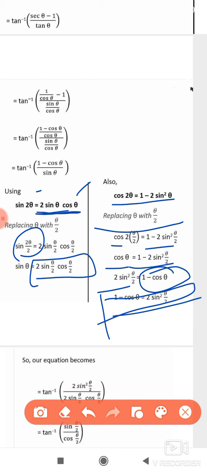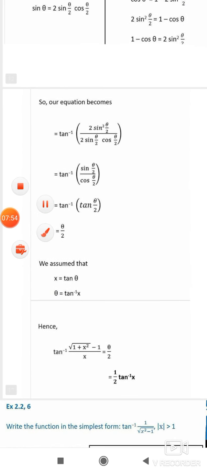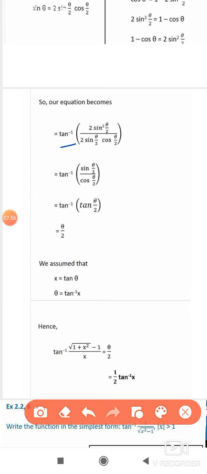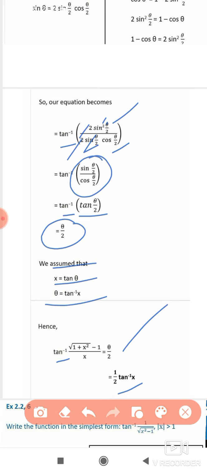Fine. So our question becomes tan inverse of 2 sin square theta by 2 divided by 2 sin theta by 2 cos theta by 2. Cancel one sin theta by 2 with the other sin theta by 2, and 2 with 2, so we are left with sin theta by 2 over cos theta by 2. Tan inverse of tan theta by 2 is theta by 2. We assumed that x is equal to tan theta, so theta is equal to tan inverse x. Hence tan inverse of (under root 1 plus x square minus 1) over x is equal to theta by 2, which is 1 by 2 tan inverse x. The answer is fine.